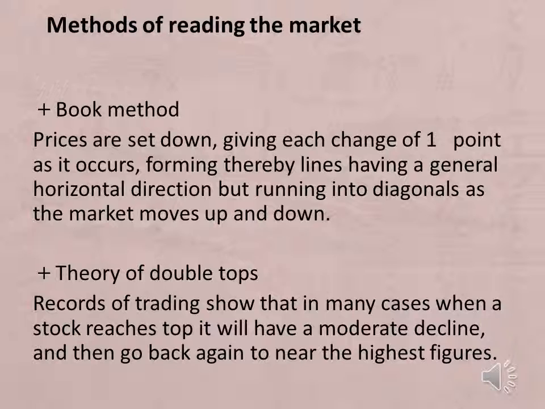Investors should also learn methods of reading the market. The first one is the book method. For this, prices are set down, giving each change of one point as it occurs, forming lines having a general horizontal direction, but running into diagonals as the market moves up and down. The second method is the theory of double tops. For this method, records of trading show that in many cases when a stock reaches a top, it will have a moderate decline and then go back again to near the highest figures.